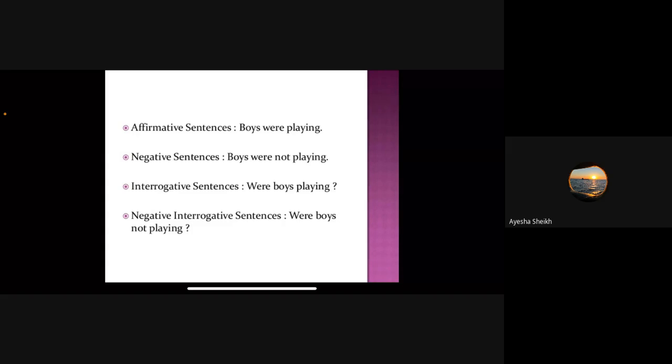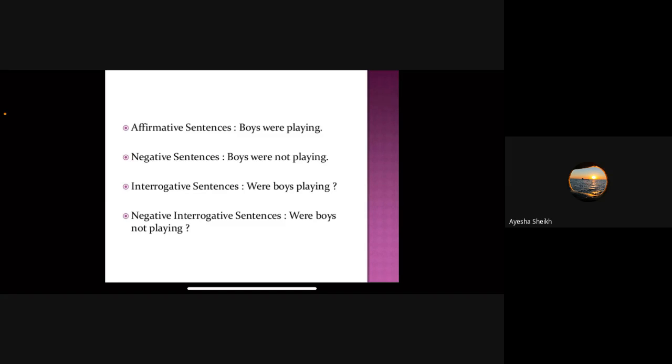So now I hope you will remember. Boys were playing, were plus ing, was/were plus ing. Boys were playing in past, means some time back they were playing. That action continued for a while. Maybe they were playing for an hour or for 2 hours. You don't know. Boys were not playing. Negative. Were boys playing? See, were is in the beginning. Boys were playing. That is wrong.